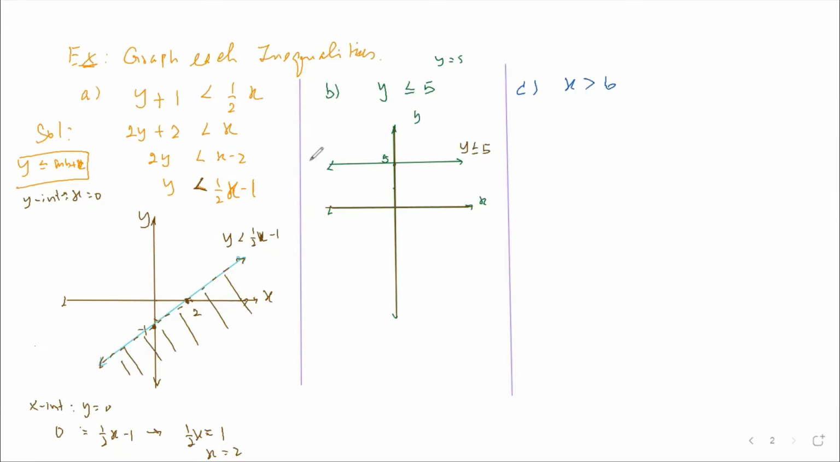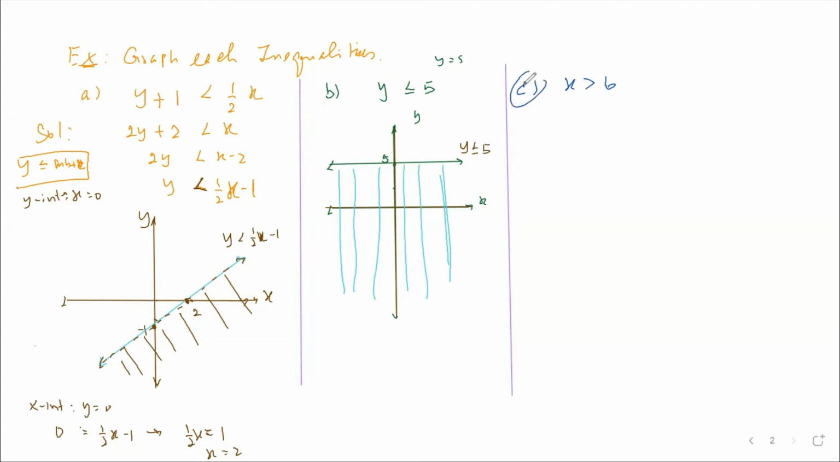So this line is a horizontal line. Because it is less than or equal, this one has to be a darker line, not a broken line. And because it is less than, you shade the area below like this, all around. Okay, so that's all for this one.